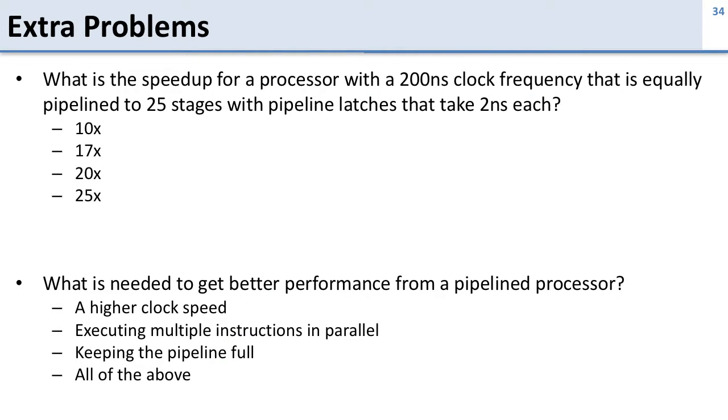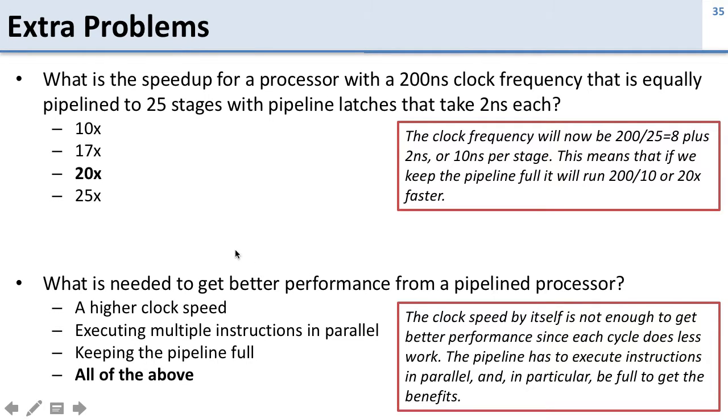So here's some extra problems. So the first one is, what is the speed up for a processor? We have 200 nanosecond clock frequency, and we pipeline it 25 stages with latches that take 2 nanoseconds each. And the second one is, what do you need to get the best performance from a pipeline processor? Well, the answer to the first question here is 20. If we didn't have any overhead from the latches, it would have been 25, because we pipeline at 25 stages. But because we have that overhead, it means each pipeline stage is going to take an extra 2 nanoseconds. So we're only going to run 20 times faster.